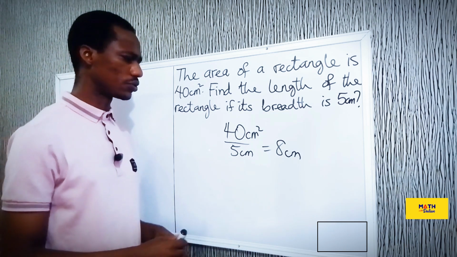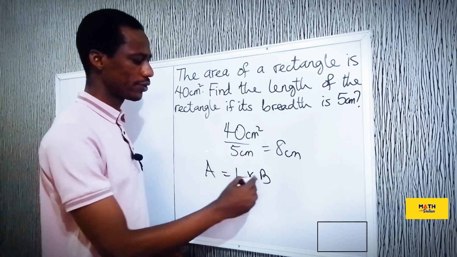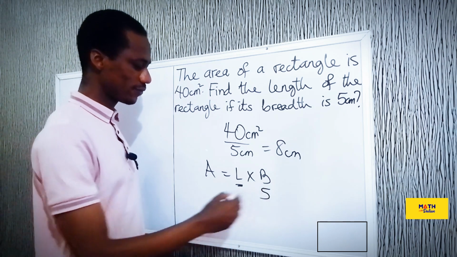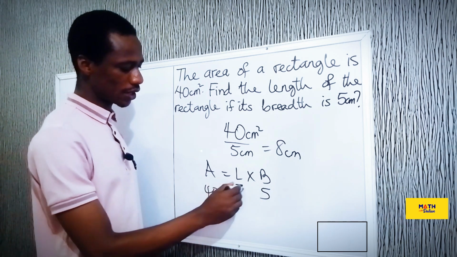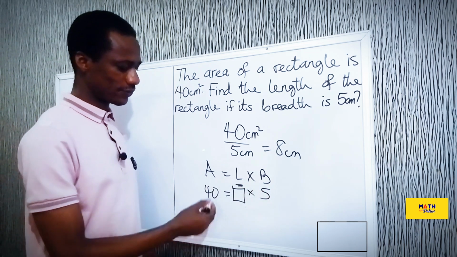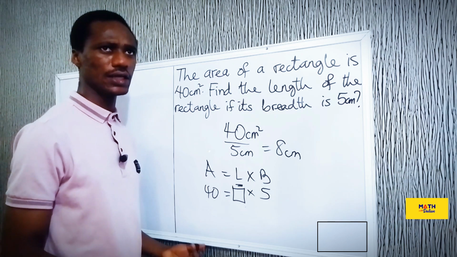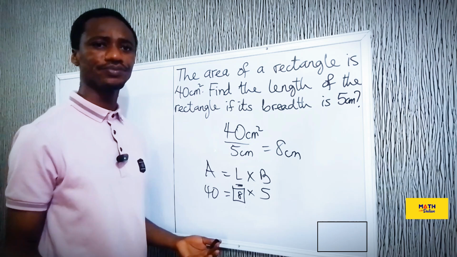Now you could also use your idea of area equals length times breadth. Here we're looking for the length. We know that this is 5, and this is 40. So you're looking at, what can I multiply? Remember your open sentences. What can I multiply by 5 to get 40? What times 5, or 5 times what, is 40? Oh, that's 5 times 8. So my answer is 8.